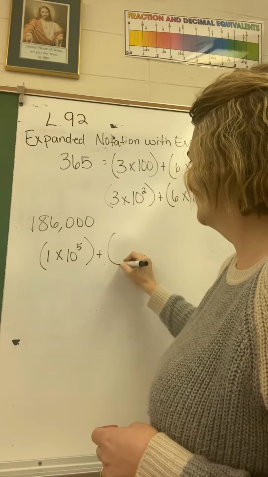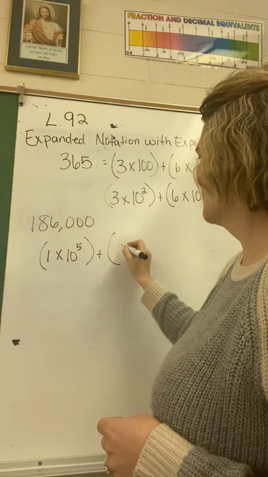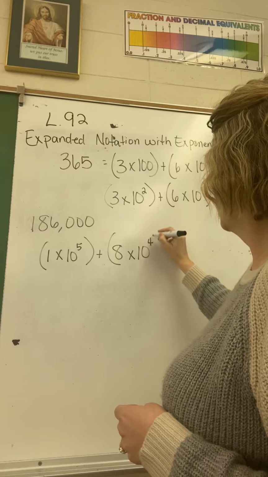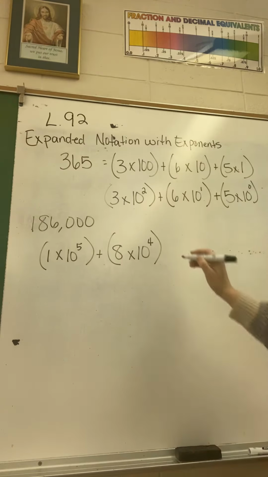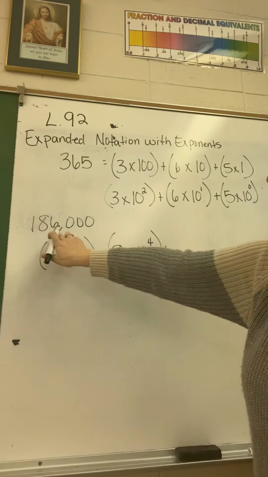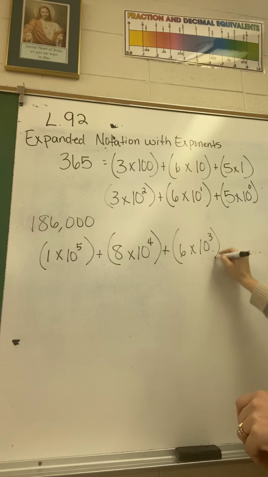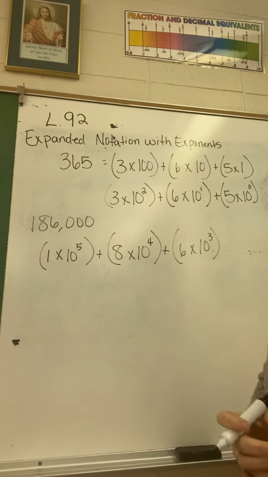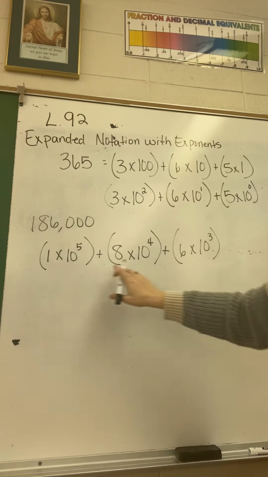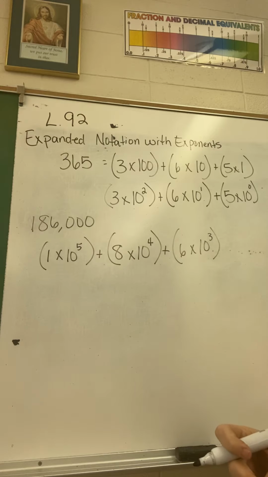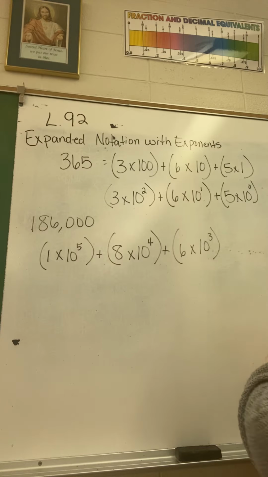Plus next number, 8 times 10. Again, count the spots after it: 1, 2, 3, 4. My exponent is 4. Plus my next number, 6 times 10, count the spots after: 1, 2, 3. Now, we do not have to do anything with the zeros, and since these are our last numbers, this is how you write it.